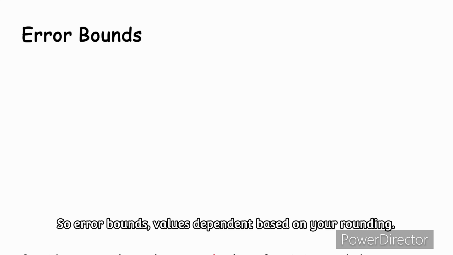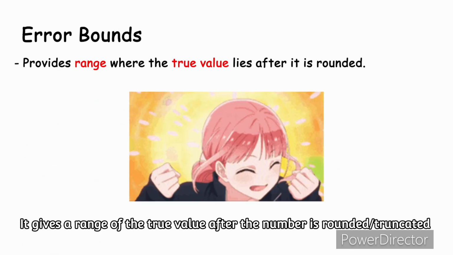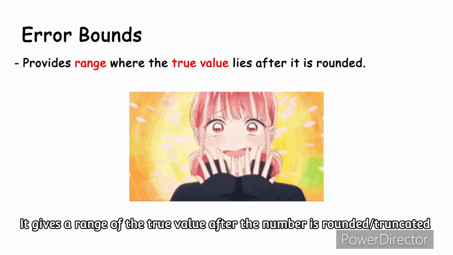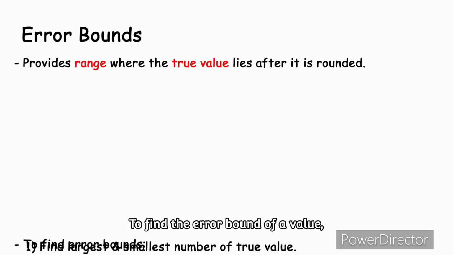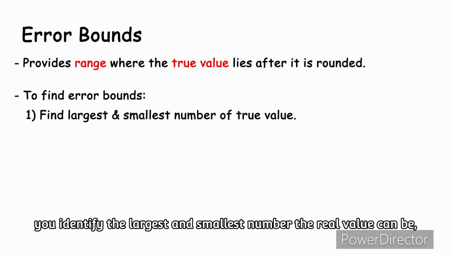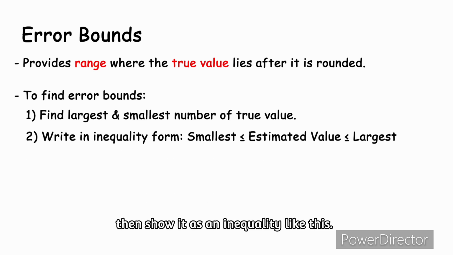So, error bounds: values dependent on your rounding. It gives us a range of the true value after the number is rounded or truncated. To find the error bound of a value, you identify the largest and smallest number the real value can be, then show it as an inequality like this.